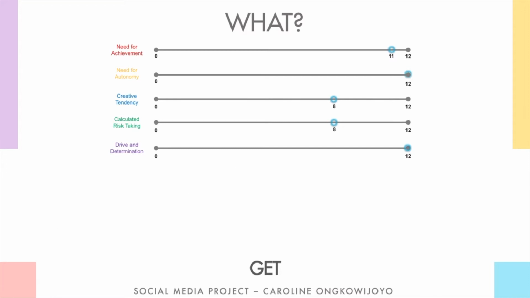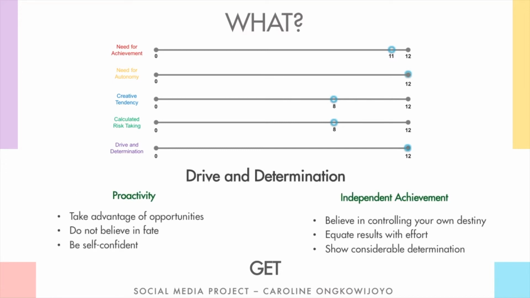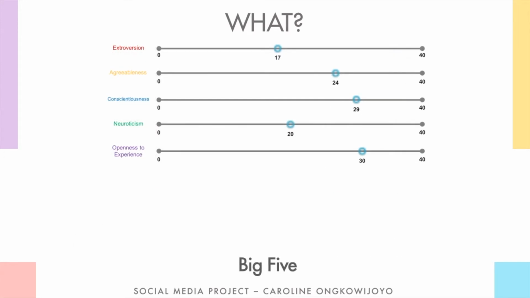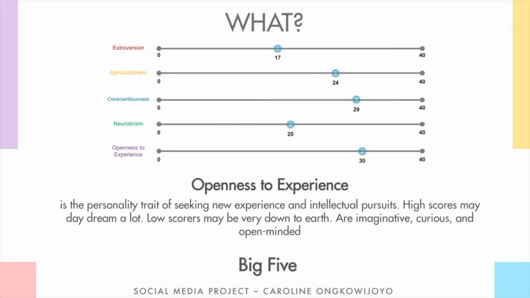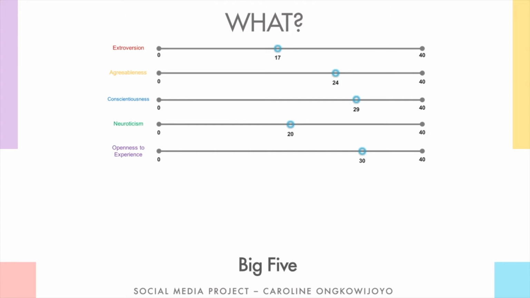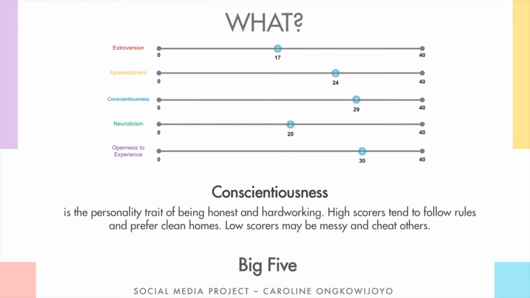With drive and determination, I am more of a proactive and I believe in independent achievement. So, I am self-confident and have the belief that I can only achieve success through effort and by taking advantage of opportunities. Last, for my Big 5 test, my highest score is on openness to experience, and second highest is conscientiousness. Openness to experience means I am interested in new experiences and intellectual pursuits. I also am imaginative, curious, and open-minded. Conscientiousness means I tend to be honest and hardworking. I also tend to follow rules and prefer a clean home.